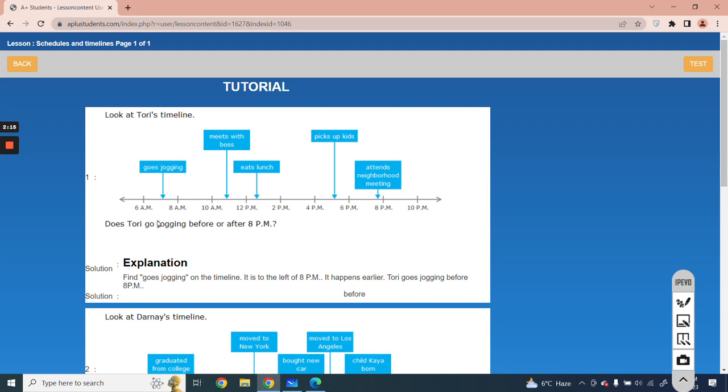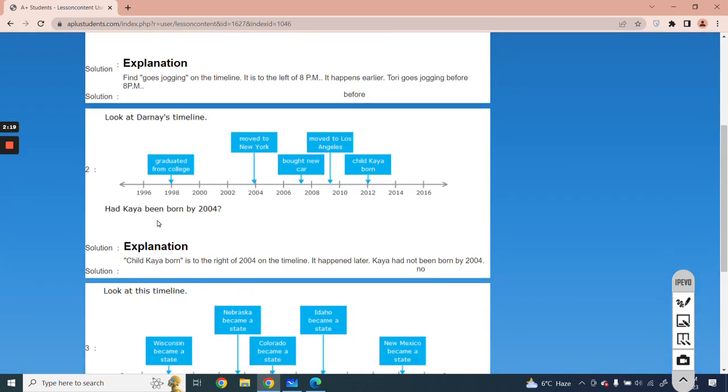Okay, just look at the other example. Look at the Darni's timeline. Okay, here is the timeline. Had Kaya been born by 2004? Here you have child Kaya born. Got it? Kaya was born in 2012. The question is, had Kaya been born by 2004? So the correct option is no, because Kaya was born in 2012. Got it?